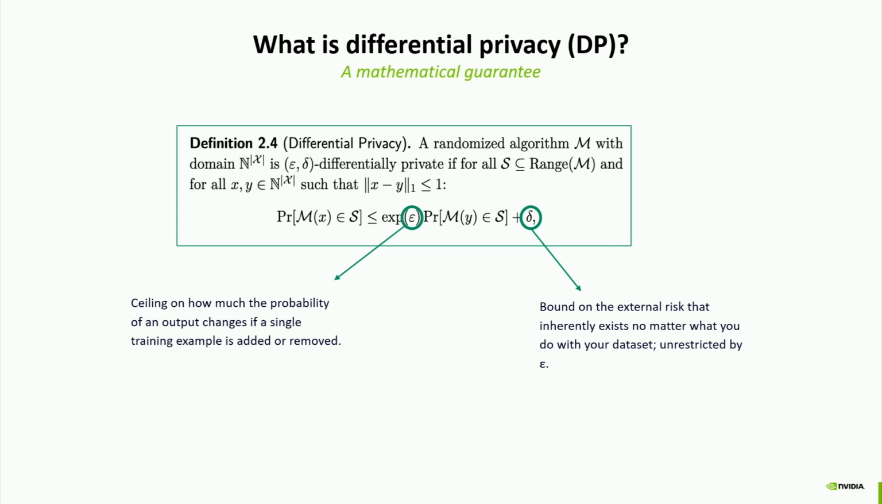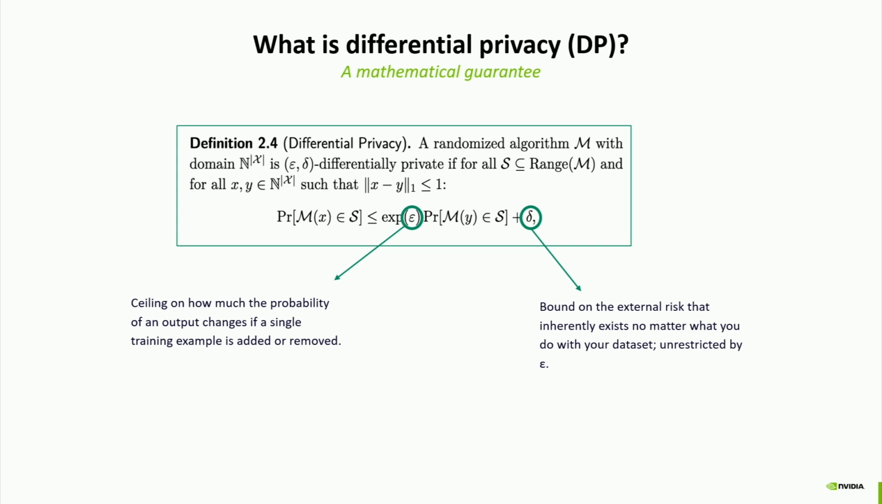And so the guarantee is: if you change the inputs by just a little bit, how much do the outputs change? We want to make sure that the outputs change by a really small amount, and we can quantify what that amount is. That amount is epsilon and delta, these two Greek letters, which parameterize differential privacy.